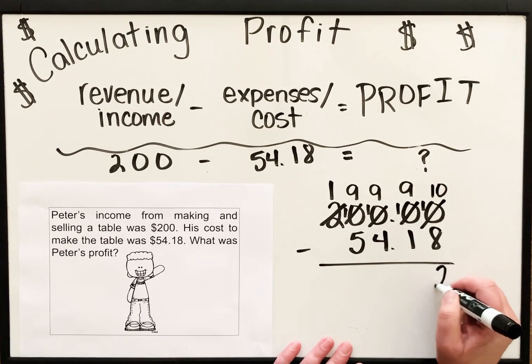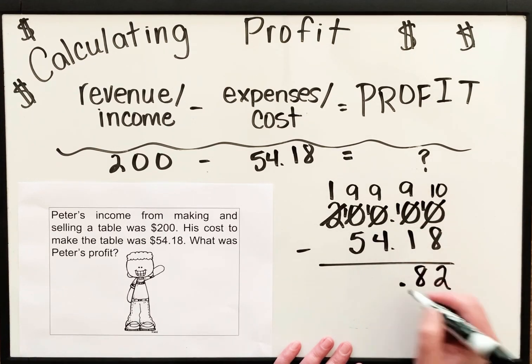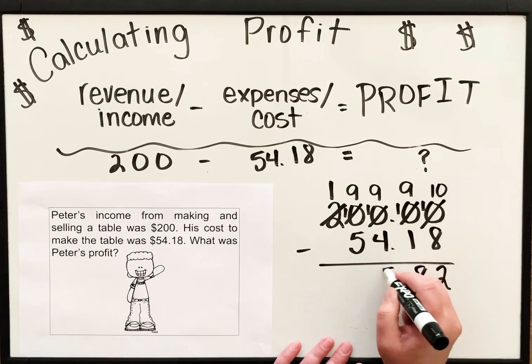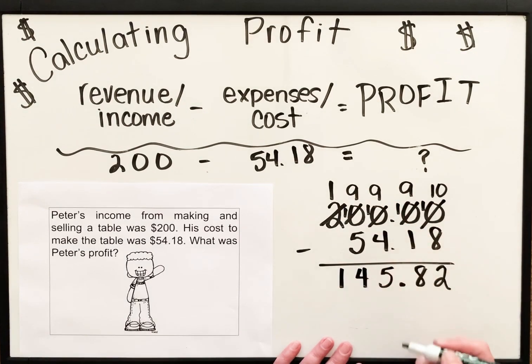10 minus 8 is 2. 9 minus 1 is 8. Drop down that decimal. 9 minus 4 is 5. 9 minus 5 is 4. And bring down that 1.